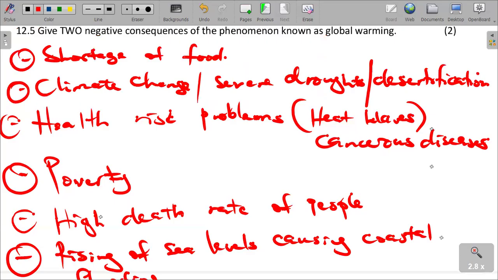So negative effects that are caused by global warming, there are quite a lot of them.